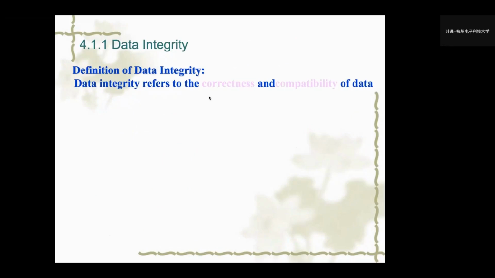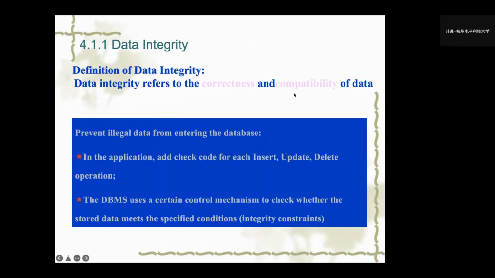I give you the definition of data integrity. Data integrity refers to the correctness and compatibility of the data. And we have two solutions to prevent illegal data from entering the database. The first one is in the application, we need to add check code for each insert, update, and delete operation.